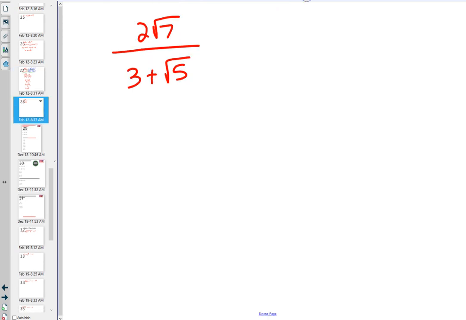You can do this one. But wait, Mr. Romero, this only has one radical in the denominator. The key is not the number of radicals, it's the number of terms. And I have 2.